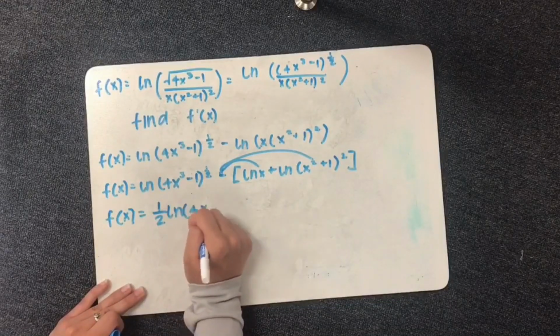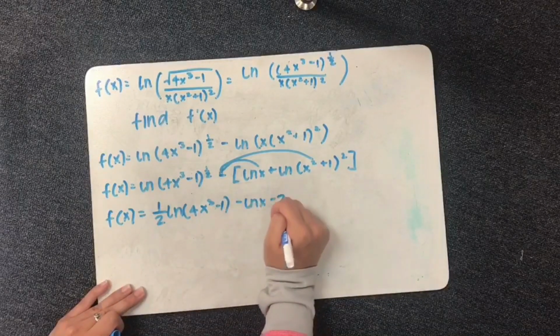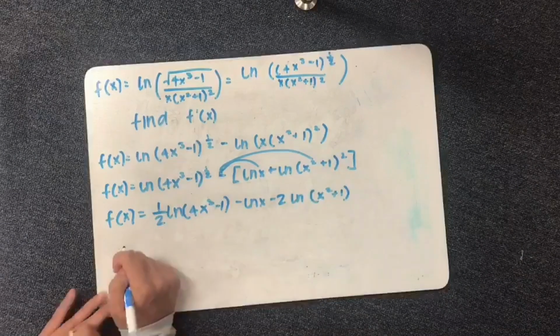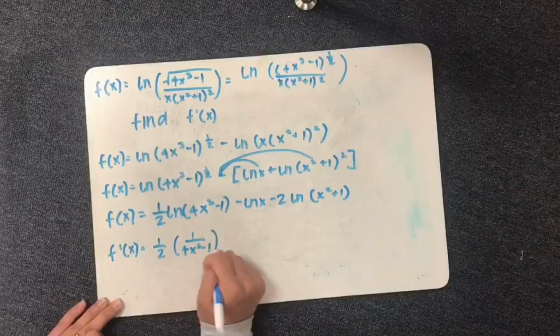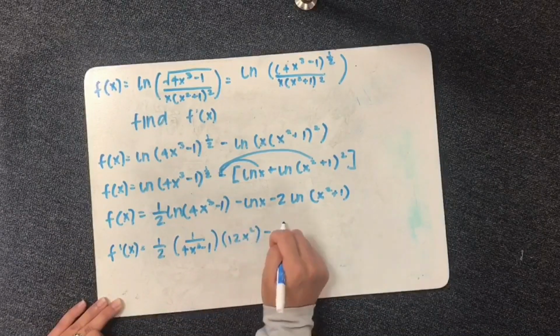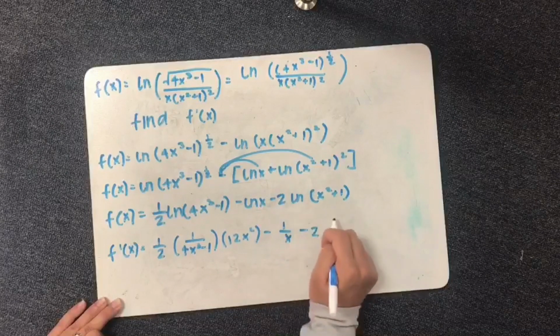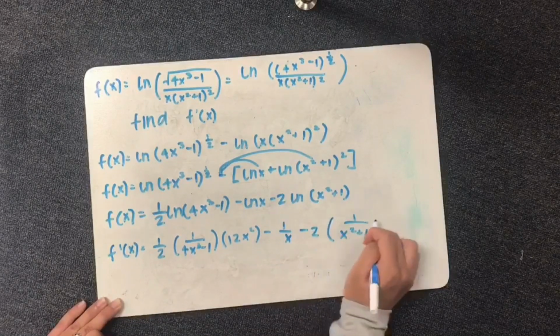Now we will apply the property, which states that the natural log of a to the n is equal to n times the natural log of a. Now we take the derivative. The derivative of a natural log is 1 over u du.